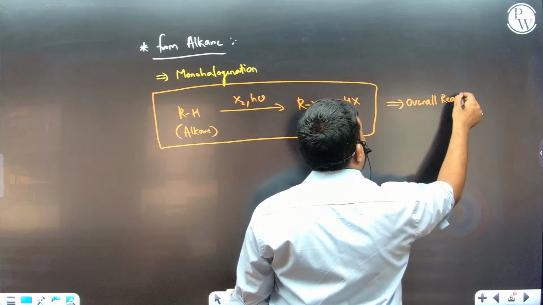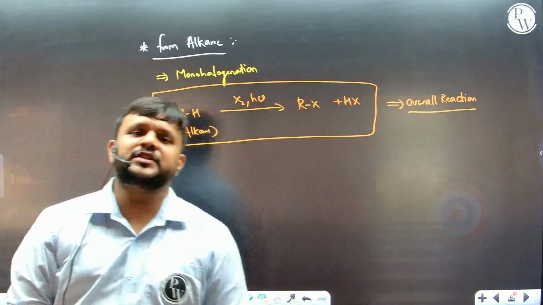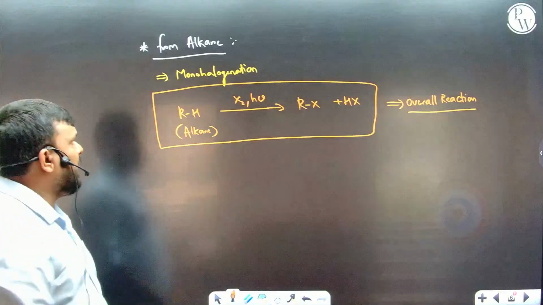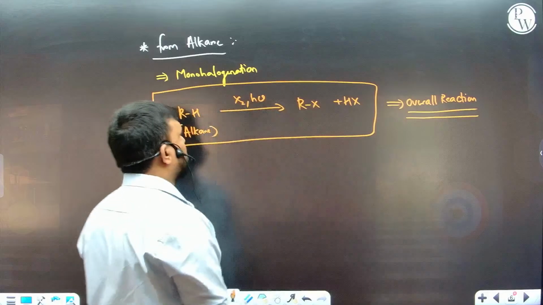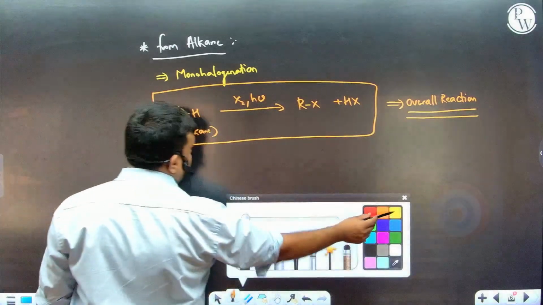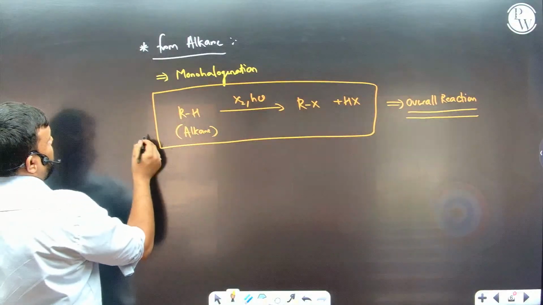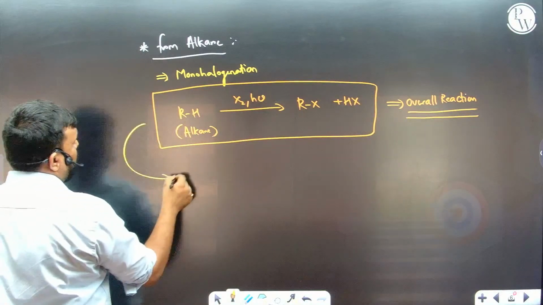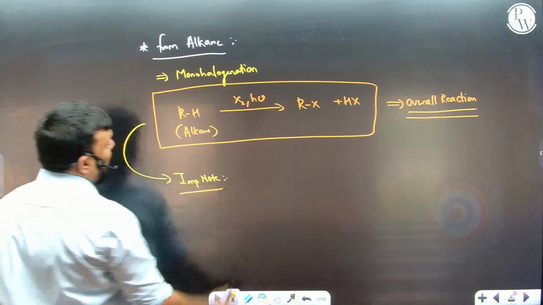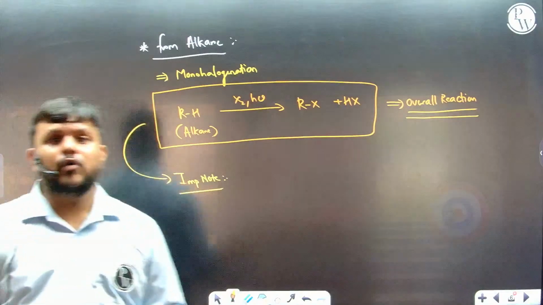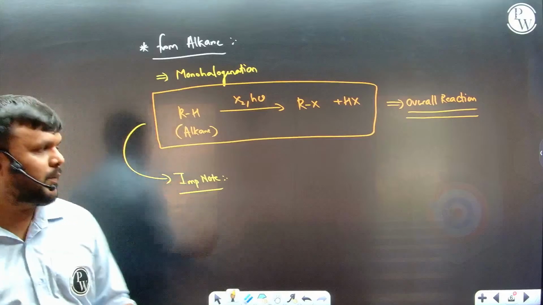I also told you about the step-by-step reactions which are taking place in this: chain initiation, chain propagation, and chain termination. That was studied already in the hydrocarbon chapter. So I think you already have the basics of this reaction. The main important point over here is this important note, that how many number of isostructural haloalkane products are possible.